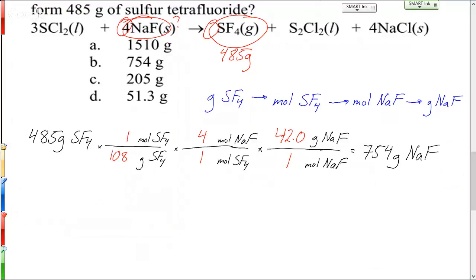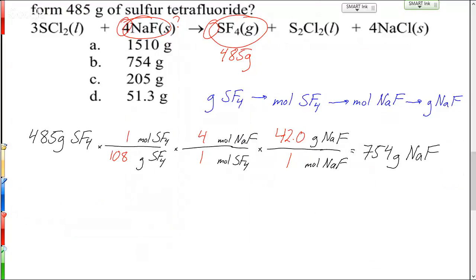Okay. That's it. So that's how you do that. It's always the same procedure. So that's the nice thing about this. If you have grams of one thing in the equation, whether it's on the right side or on the left side or whatever, and you want to find grams of another one, you just do this. Always works the same way.